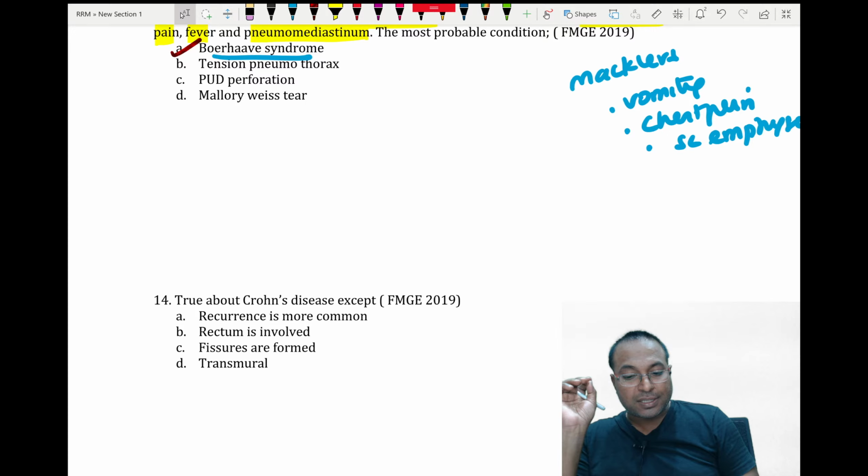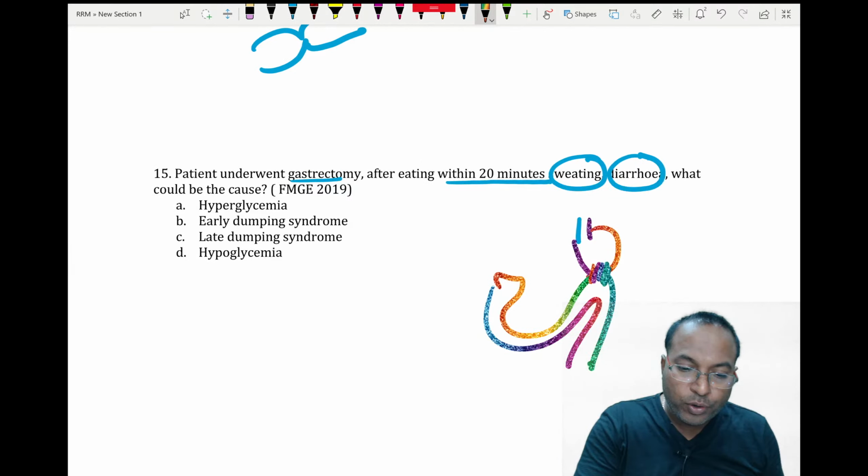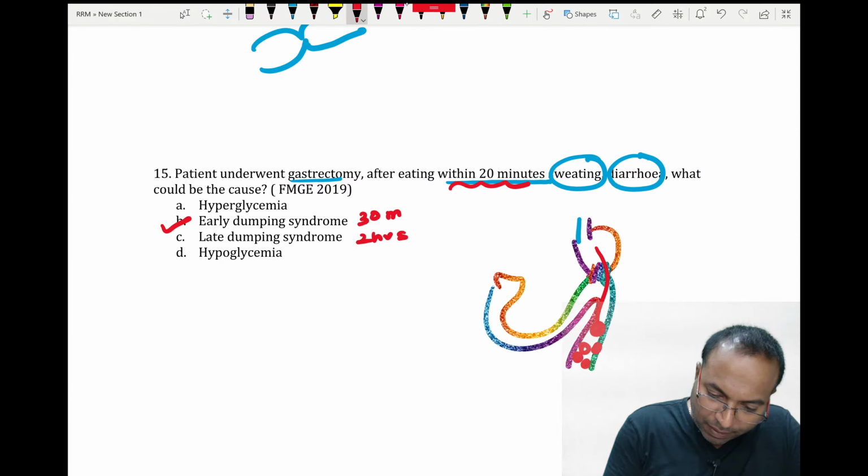Patient underwent gastrectomy and after eating within 20 minutes has sweating, diarrhea. What could be the cause? Please remember, this is a case where gastrectomy is done and the patient has a GJ like this. So after eating, the food is dumping inside the jejunum. Within 20 minutes, what you get is known as early dumping. If you get it in 2 hours, it is late dumping. If you get something within 30 minutes, the problem is early dumping. It is due to massive fluid shift.